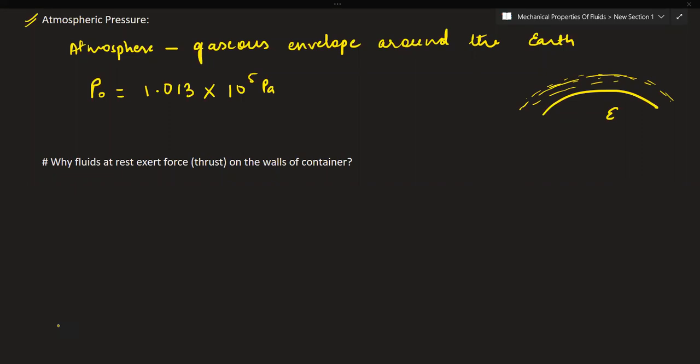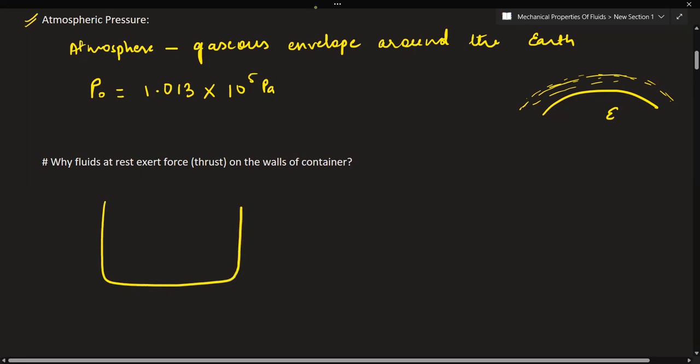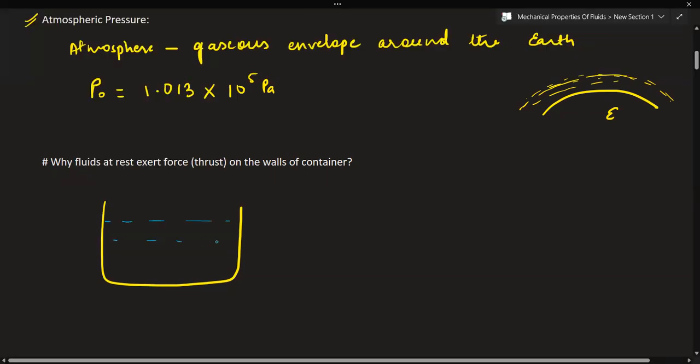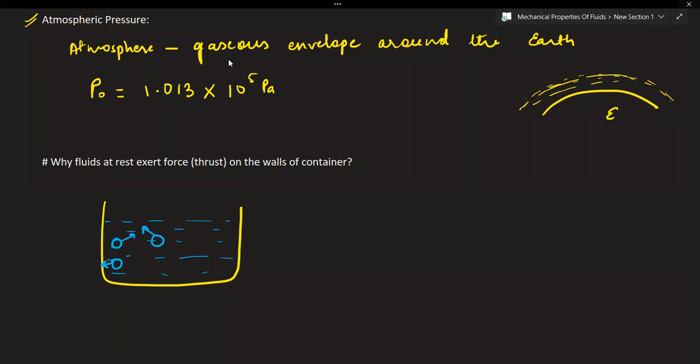See what happens. This is the container, and this is the fluid. Any liquid is kept. What happens at a temperature more than 0 Kelvin? These molecules have kinetic energy or thermal energy. So they collide with themselves as well as they collide with the walls of the container.